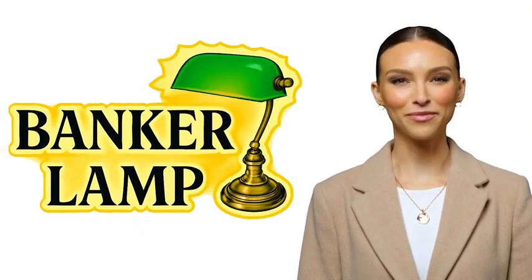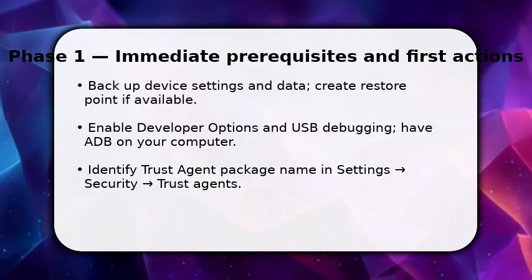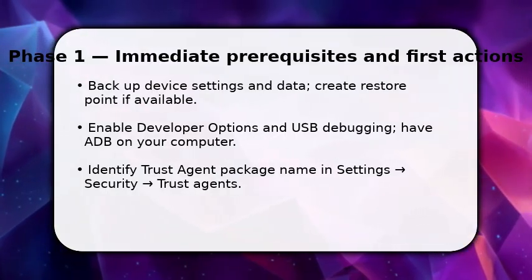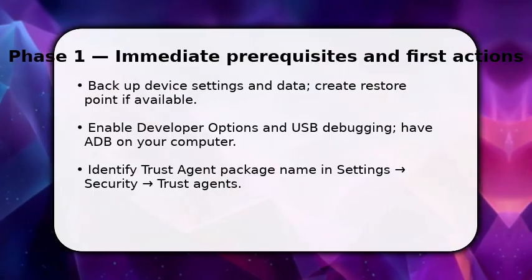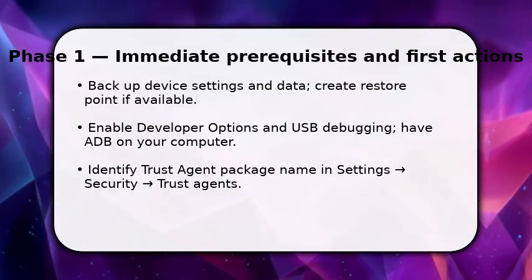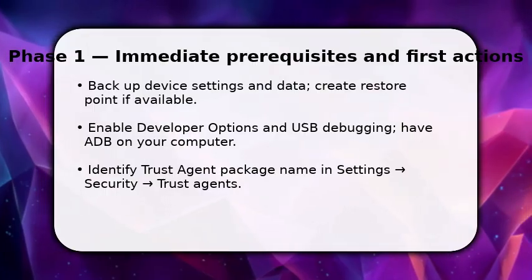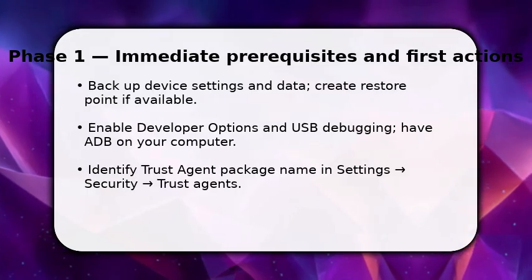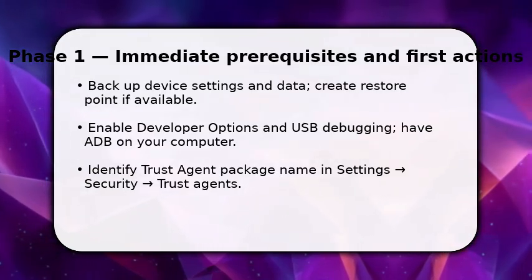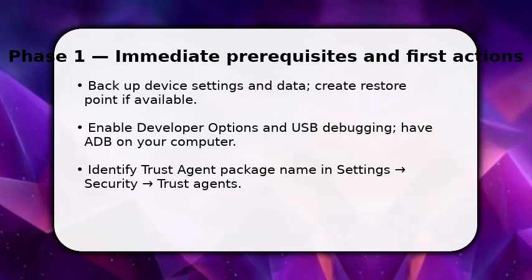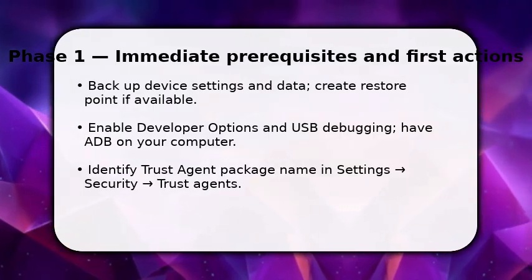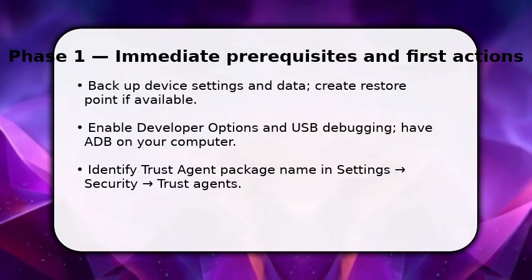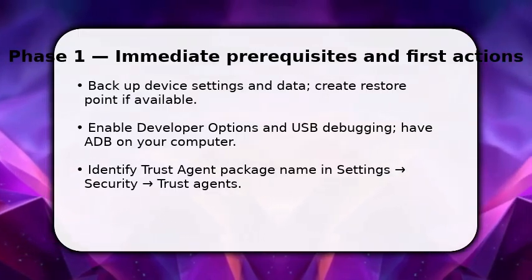Please enjoy the video. You'll begin by securing a backup and turning on developer options, then enable USB debugging on the device so ADB can connect. Once done, open Settings and go directly to Security, Trust Agents, and note the exact package name. This prevents guessing. Next, connect to your computer, confirm ADB recognizes the device with adb devices, and keep the device unlocked. Do not proceed if ADB cannot list it, because changes need confirmation.